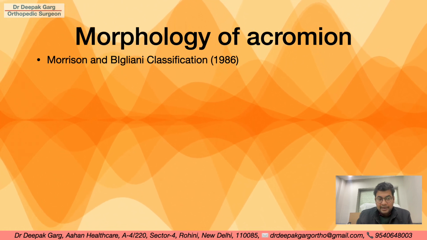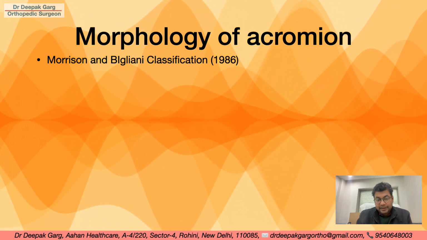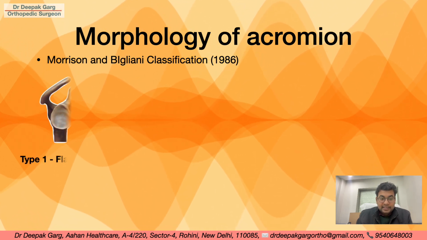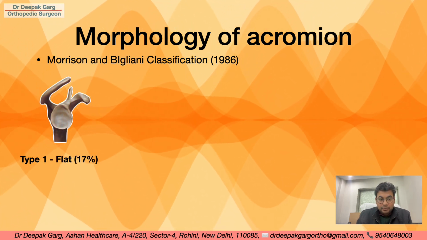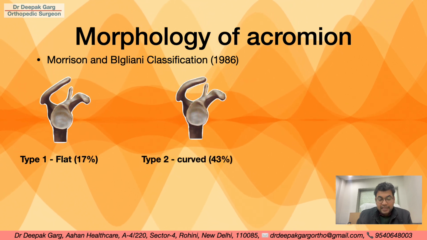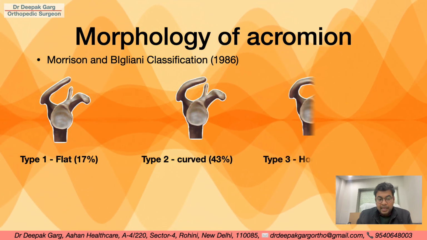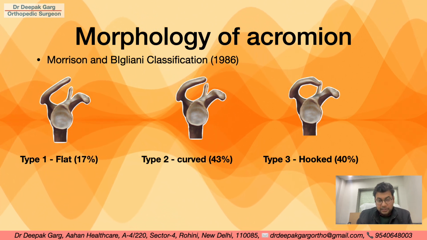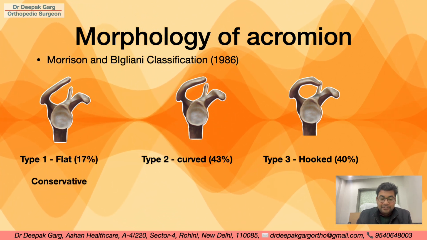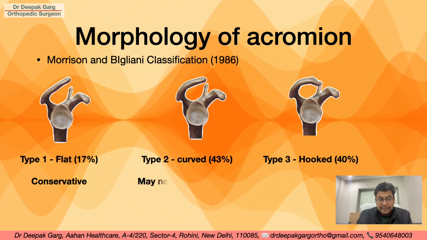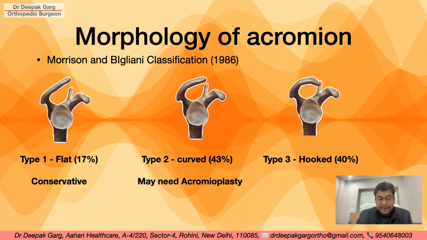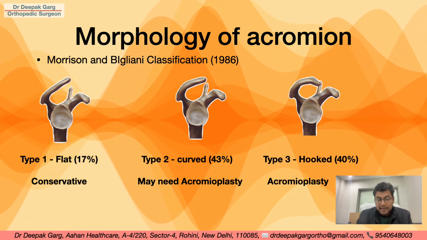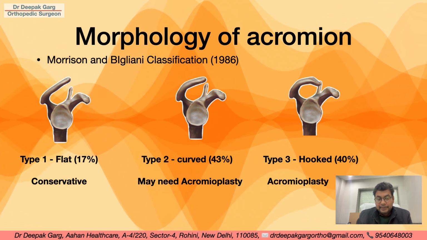Morrison and Bigliani classified the acromion on the basis of its shape in 1986. Type 1 is a flat acromion, type 2 is a curved acromion seen in 43% of people, and type 3 is a hooked acromion seen in 40% of the population. In type 1 we will usually go for conservative treatment. In type 2 we may sometimes need acromioplasty, and in type 3 we may have to go for acromioplasty if the conservative treatment fails.